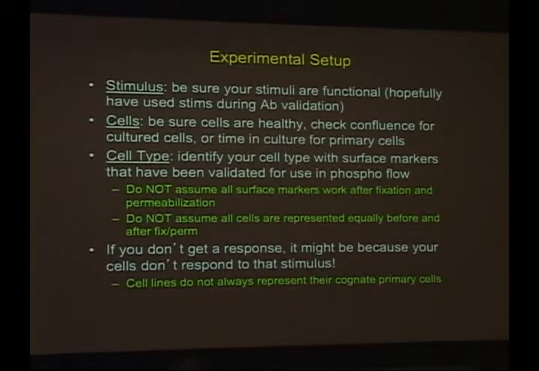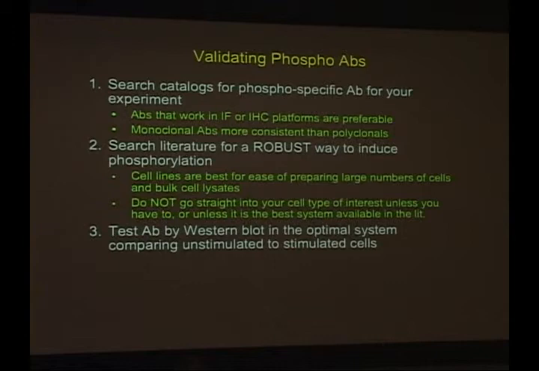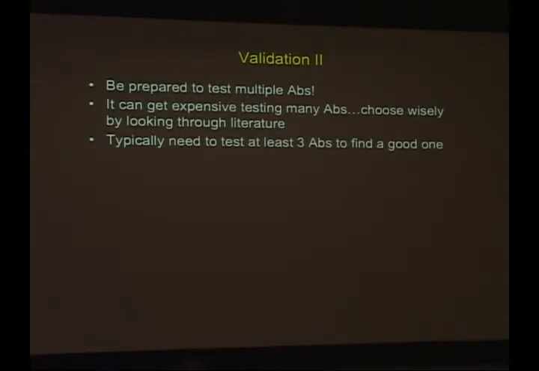Just because your B cell line responds a certain way to a stim, it doesn't mean that your primary cells are going to respond that way, and that comes up a lot. We get a lot of questions: this thing works great, how come it doesn't work on primary cells? And it just doesn't, and that's the way it is. Cell lines are cell lines for a reason. They have a lot of messed up signaling pathways, so you can get a lot of things that aren't normal. And then I have some tips for validating phosphoantibodies in the back.